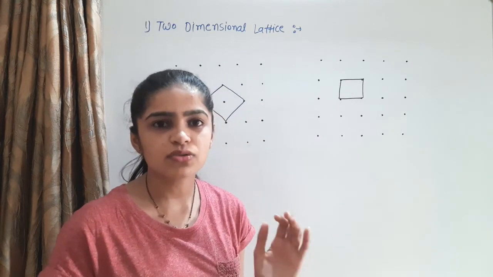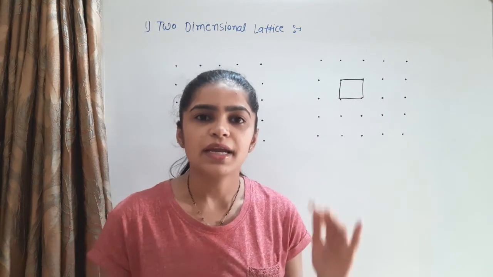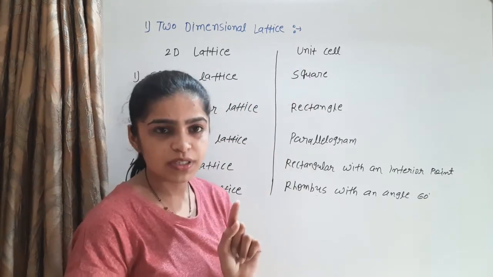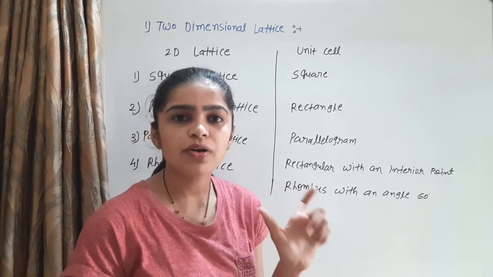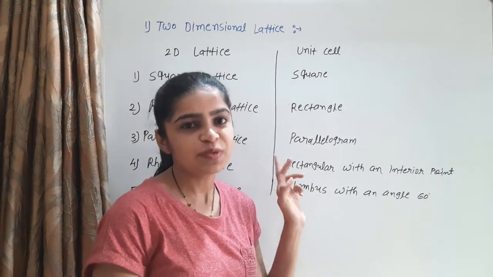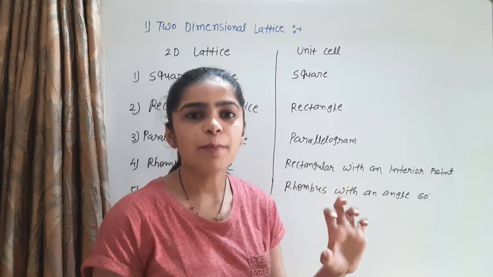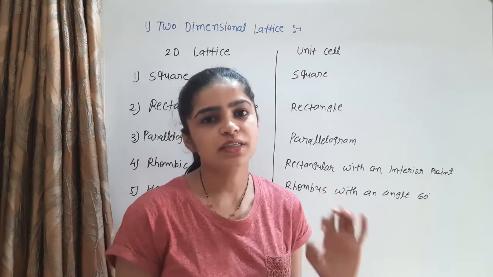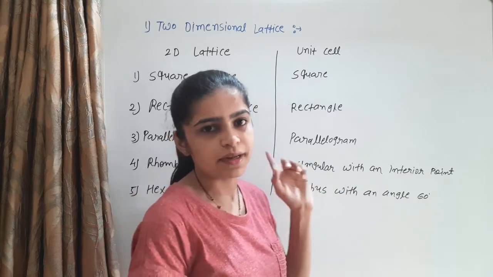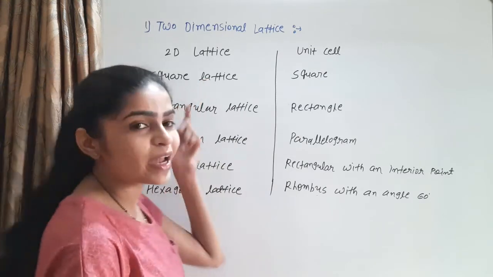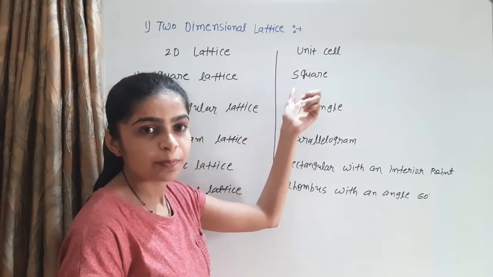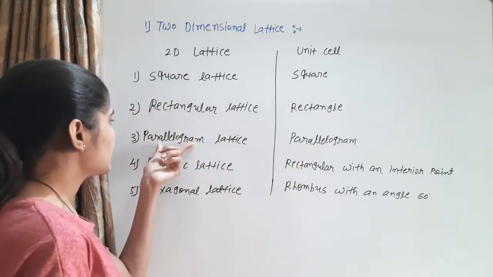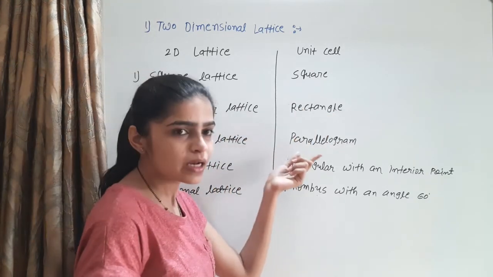Then next we discuss the two-dimensional lattice and its unit cell. Unit cell means the smallest part of the lattice, and lattice means all the unit cells combined to give one structure. Unit cell gives the information of the entire lattice. First, the square lattice: its unit cell is a square. Rectangular lattice: its unit cell is a rectangle. Parallelogram lattice: its unit cell is a parallelogram.